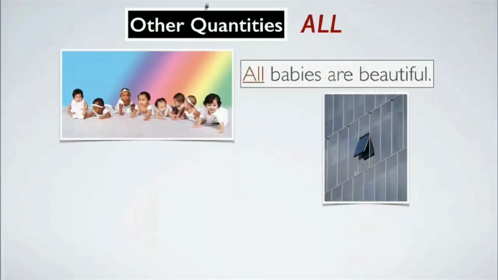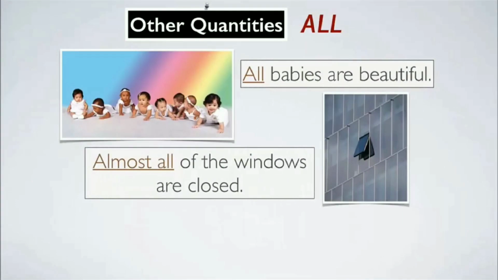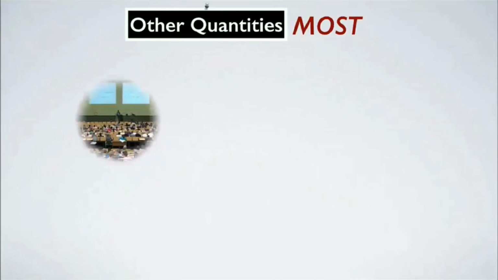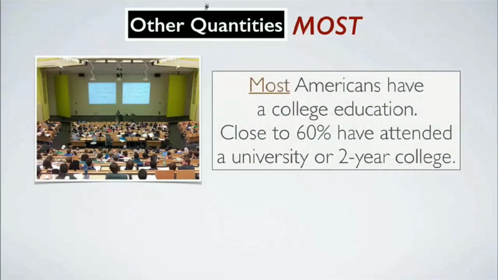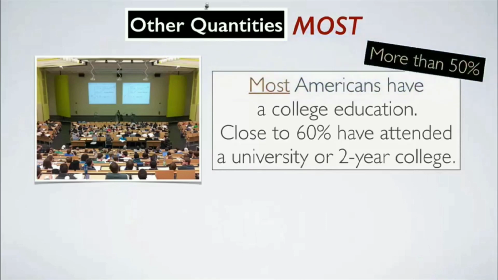Another quantity is all, like all babies are beautiful and almost all of the windows are closed. Obviously, almost all is not the same as all, but what it means is close to all. Most. Most Americans have a college education. Close to 60% have attended a university or two-year college. Most just means more than 50%.